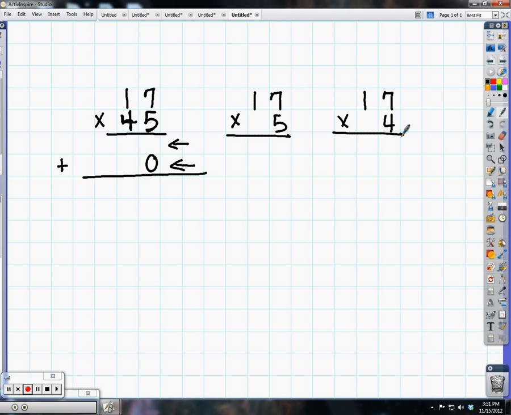So we'll do the 17 times 5 first. 5 times 7 is 35. Put down the 5, carry the 3. 5 times 1 is 5, plus 3 is 8. So 85 goes on the first line of work.